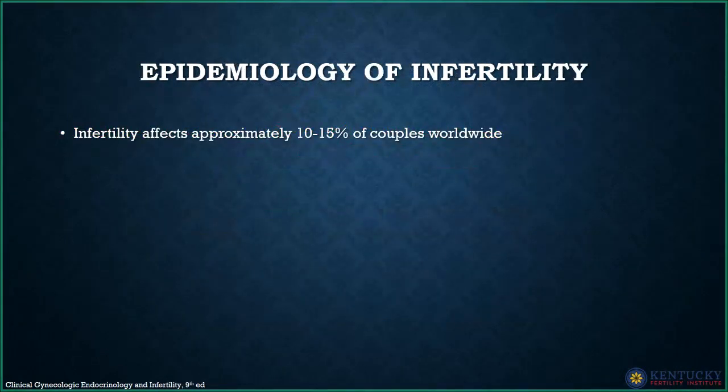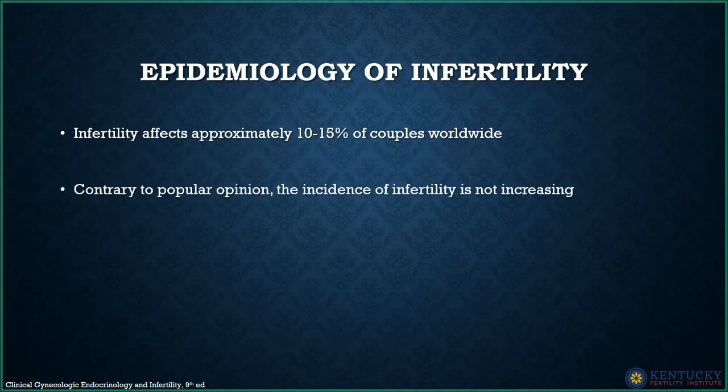Again, we saw some data earlier that helps explain why infertility is defined in about 10 to 15% of couples. At 12 months, 85% of normal couples should have conceived by that time. So that leaves about 15% that are going to meet this diagnosis. And that's pretty true worldwide. That's not a United States metric. It's pretty clear around the world in all sorts of different populations: first world, second world, developing world. It's pretty static. The incidence of infertility is not increasing.